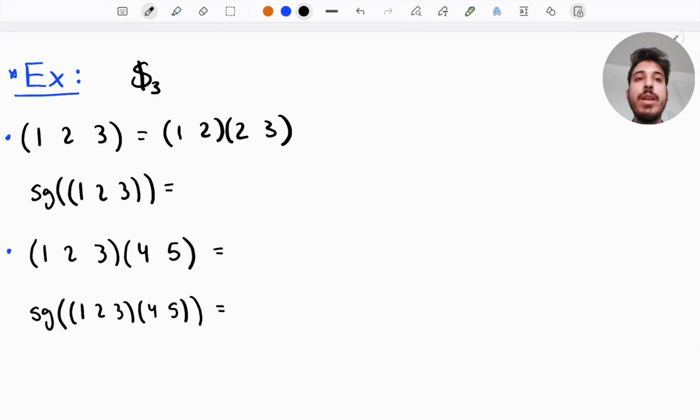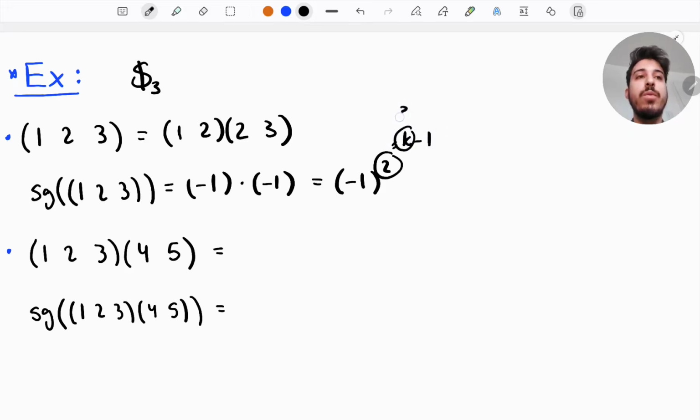The sign of (1 2 3) is going to be -1 for (1 2) times -1 for (2 3), which turns out to be (-1) squared. And remember, 2 is equal to k-1, where k is equal to 3 because we have 3 elements in the cycle, and (1 2 3) is a 3-cycle. So (-1) squared is equal to 1. So (1 2 3) is inside An because the sign is equal to 1, not -1.